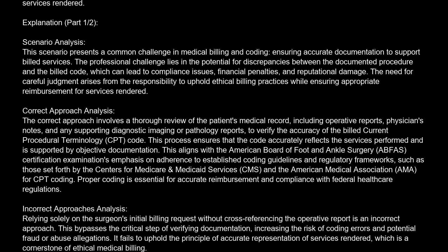The correct answer is D. Review the operative report and all supporting documentation to determine the most accurate CPT code that reflects the services rendered. Explanation.